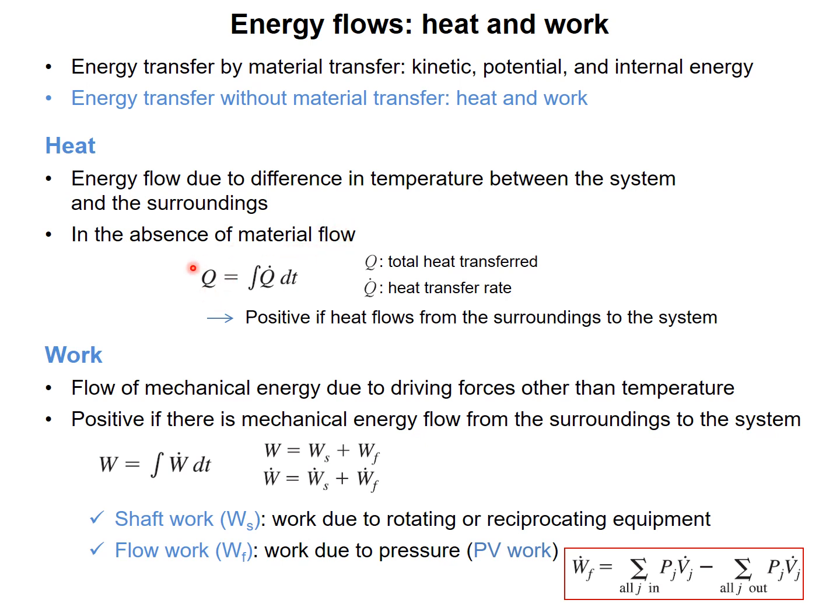So total Q, the heat, is integration of heat flow rate with respect to time. Let me think about the sign of heat value. Positive if heat flows from the surroundings to the system. Of course, negative if heat flows from the system to surroundings. Let's go to the work.